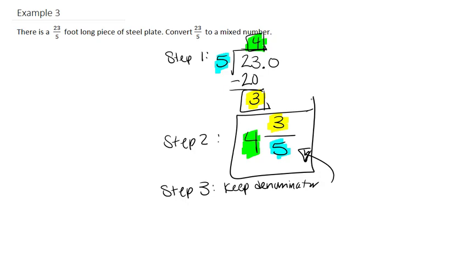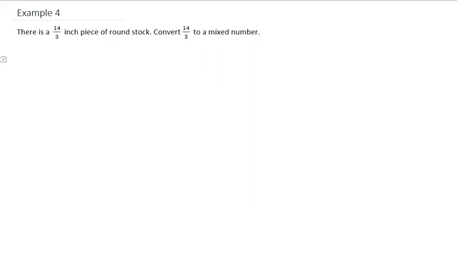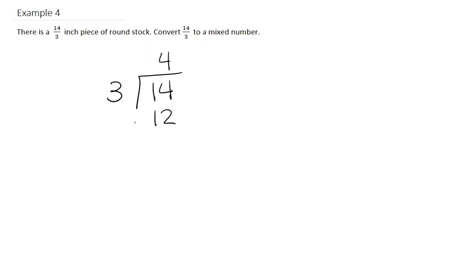So let's do another example. Example 4. Now we have a 14 over 3 inch piece of round stock. Let's convert this to a mixed number. Our first step would be to divide 14 by 3. Now 3 can go into 14 how many times? Well, 3 can go into 12 4 times, because 3 times 4 is 12. So we subtract 14 minus 12, which is equal to 2.